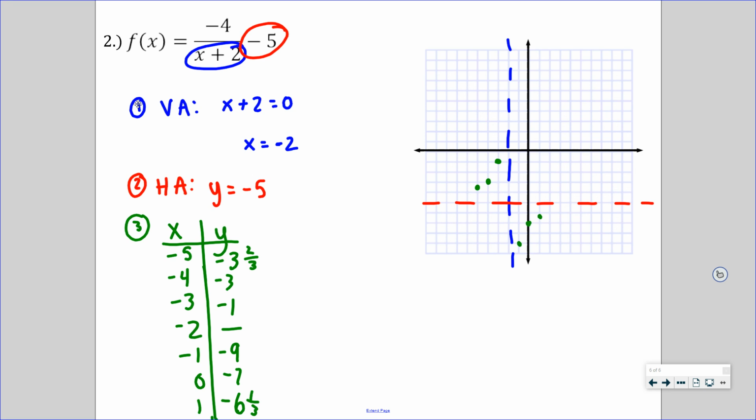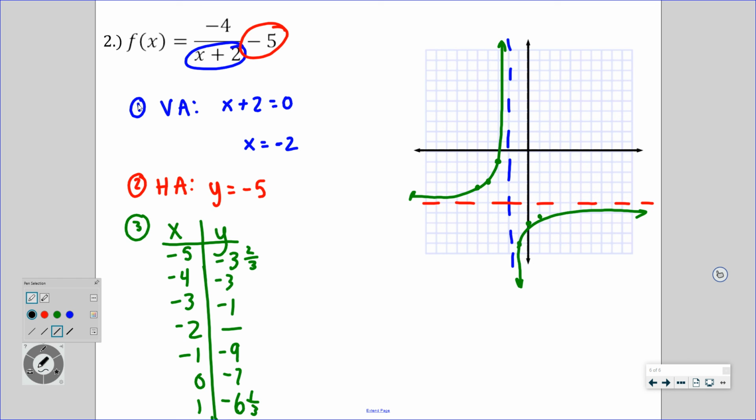All right, now once you get your points plotted, my friends, you just connect the dots and approach the asymptotes. All right, domain. X is not equal to -2.